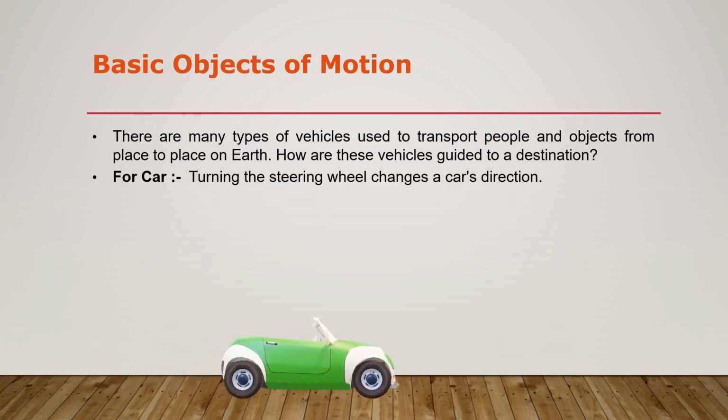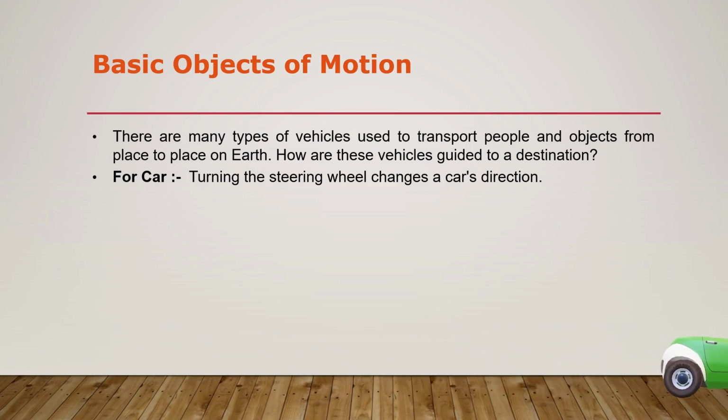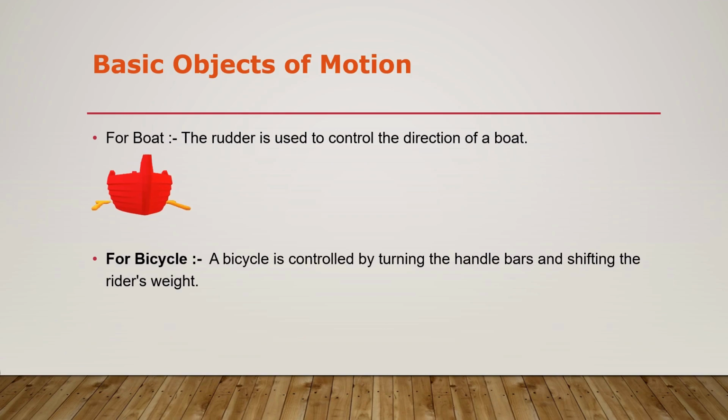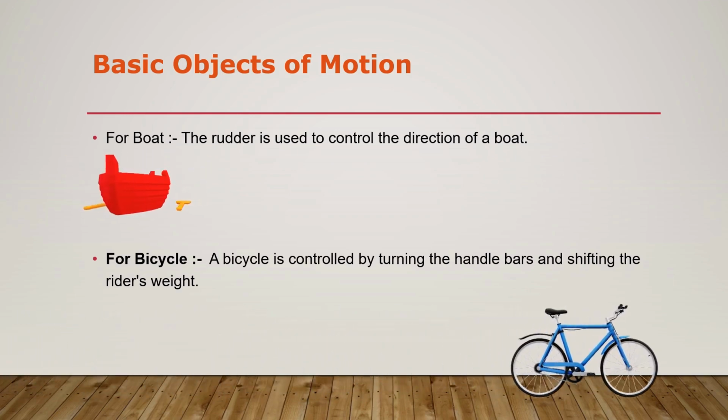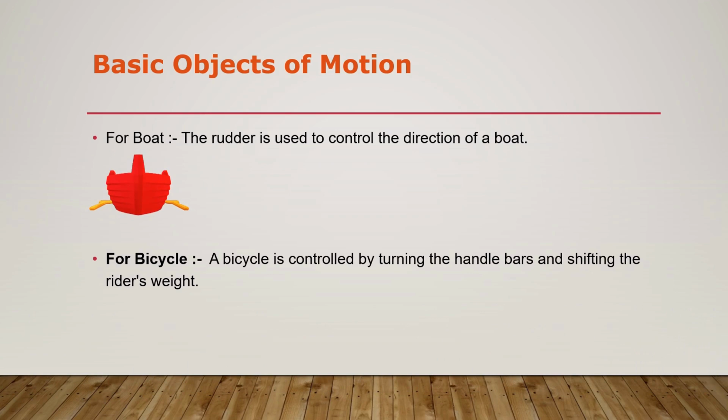Take the example of a car. We use the steering wheel to change the direction of the car. Similarly, we use the rudder to change or control the direction of a boat. Similarly, we turn the handlebars to change the direction of a bicycle.